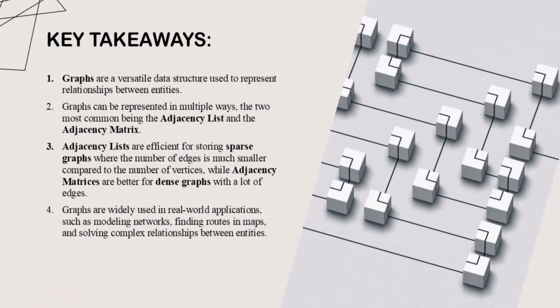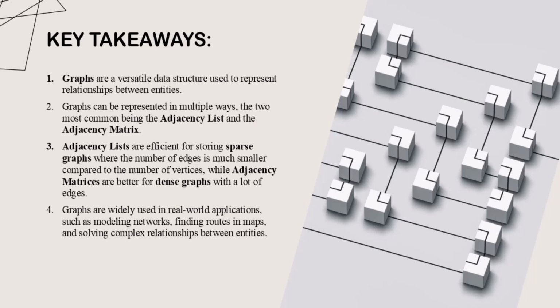Graphs are incredibly useful in real-world applications. They can represent social networks where people are nodes and friendships are edges, road networks where intersections are nodes and roads are edges, or web page link structures where web pages are nodes and hyperlinks are edges.